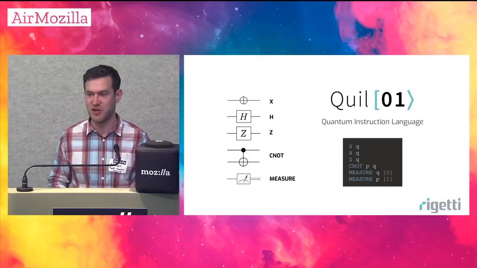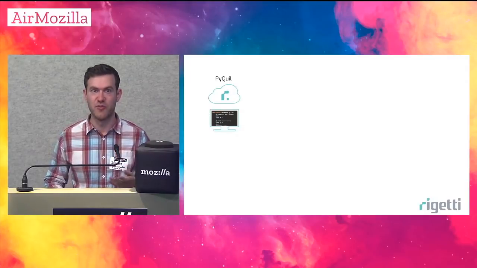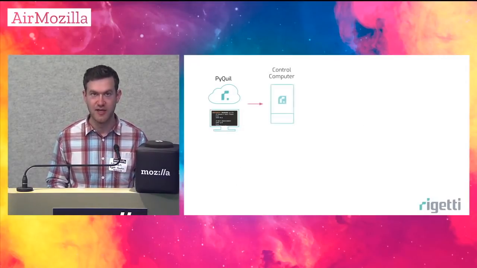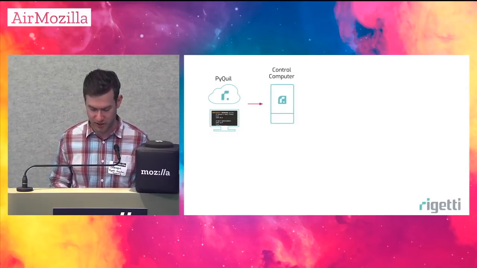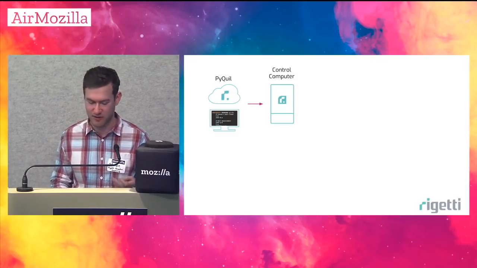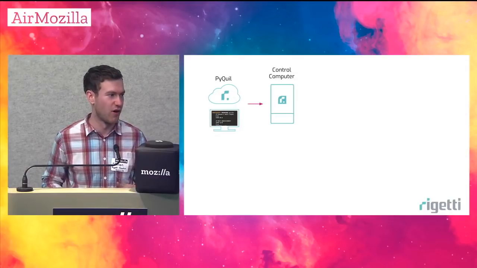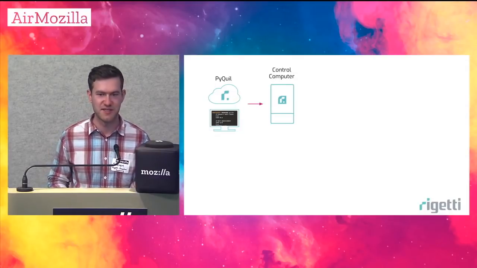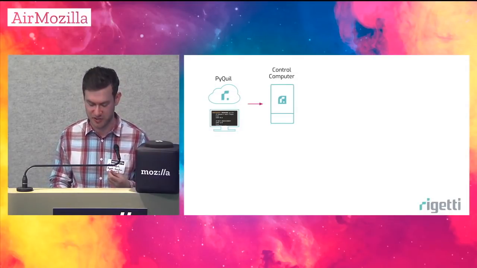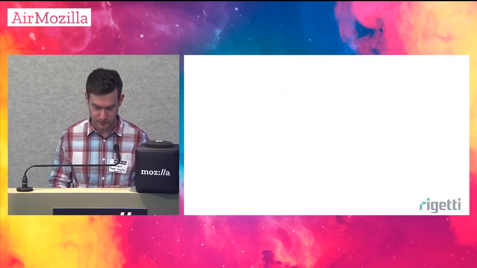So step one of executing a quantum program is to convert it into this format. The Quil program is then packaged up and sent to our offices in Berkeley over the cloud. And beside every quantum computer, there's a regular old classical computer that we call the control computer, and it has a number of tasks it needs to perform before we can physically realize the quantum program that you want to run. The first of these tasks is compilation.